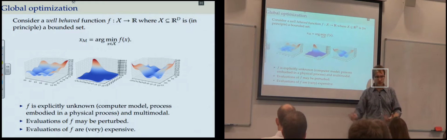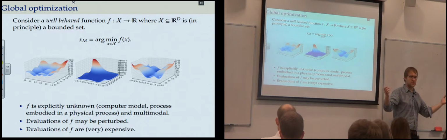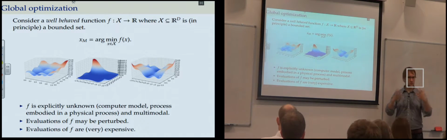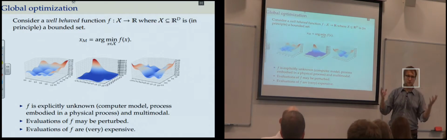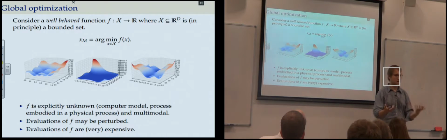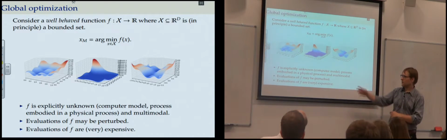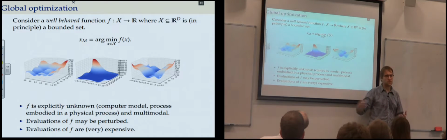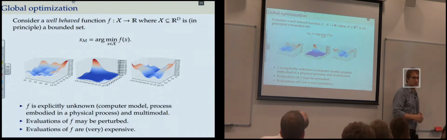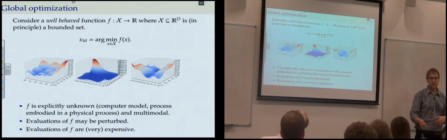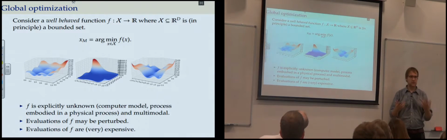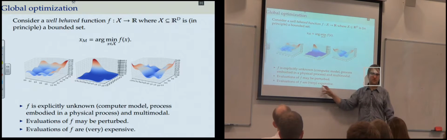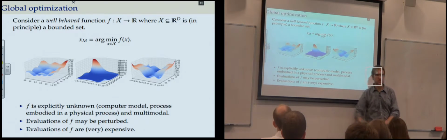It can also be because f is embodied in some physical process that we want to optimize, and we don't have access to it. Every time we want to evaluate our function, we have to run a wet lab experiment. The function is going to be multimodal. The evaluations that we perform when we try a particular value of the parameter set may also be perturbed by noise. And this is quite characteristic.